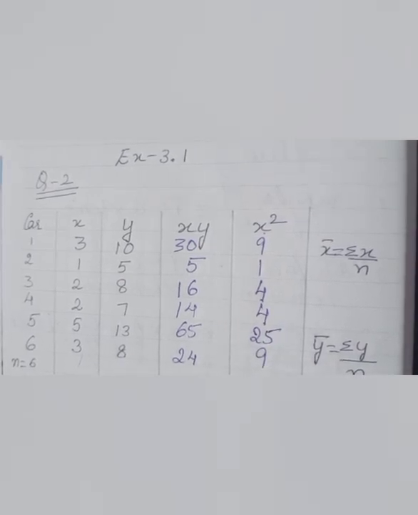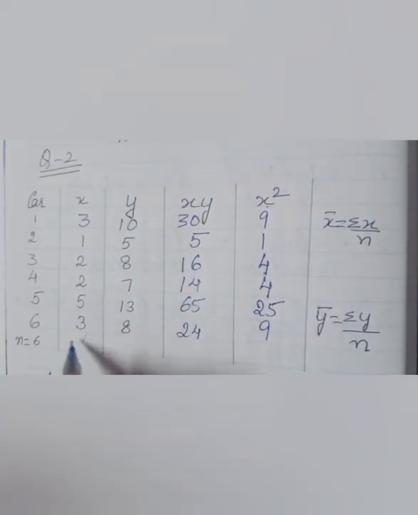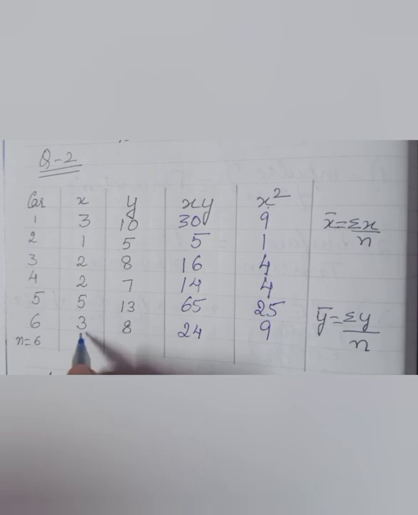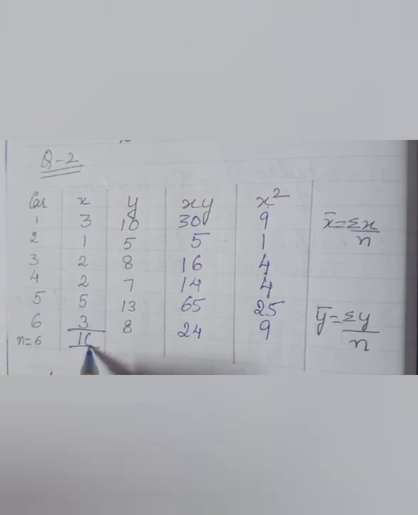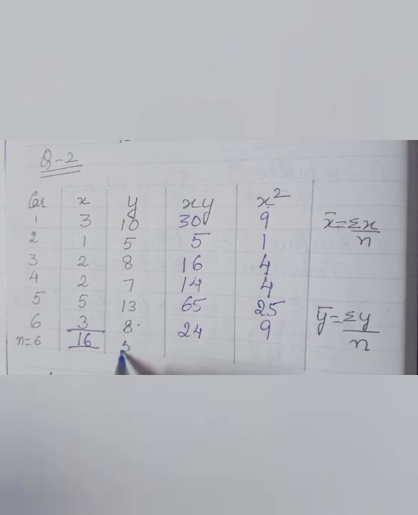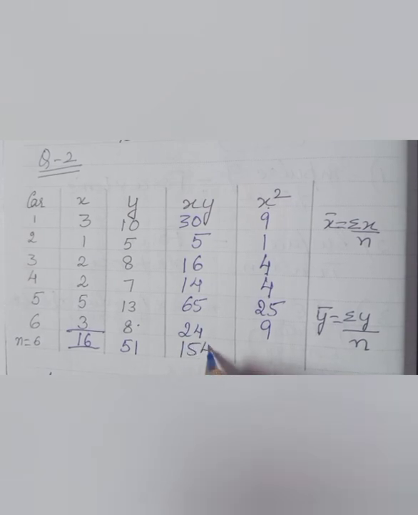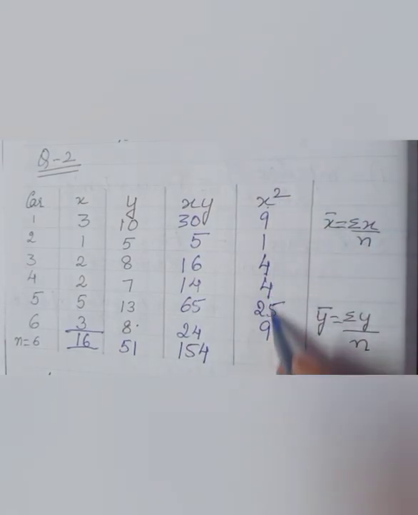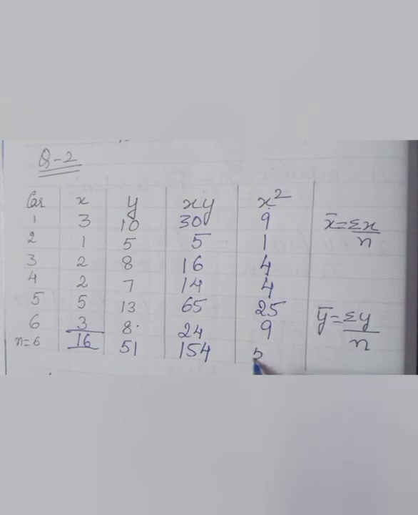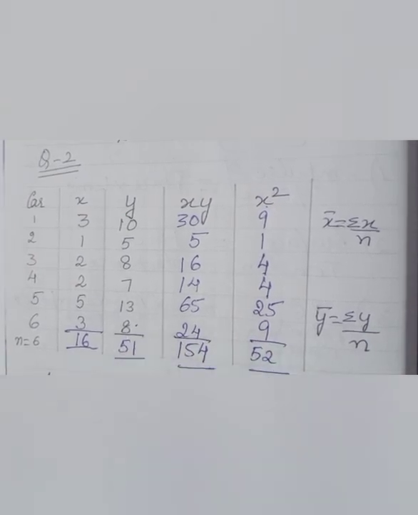Now what is the next step? Do the total of this. So when you total the value of x, you will get it as 16. When you total the value of y, you will get it as 51. When you total the value of xy, you will get it as 154. And when you total x square, you will get it as 52. So these are the values.